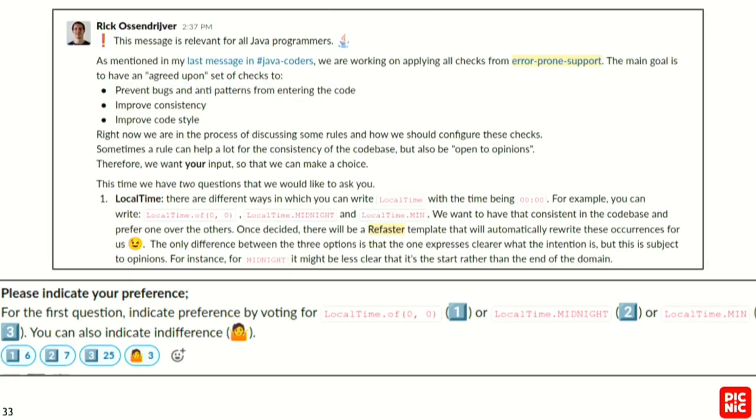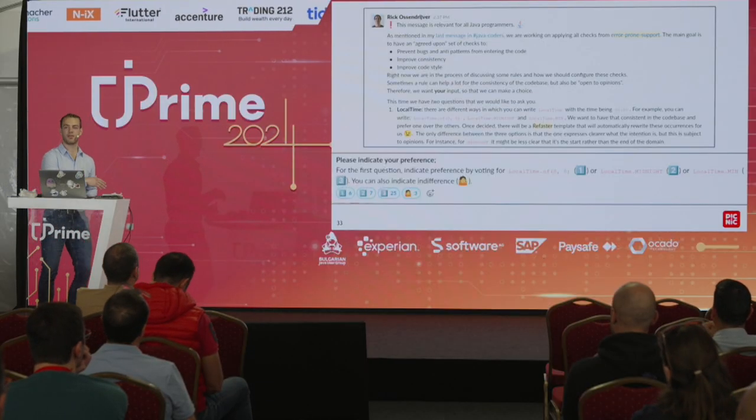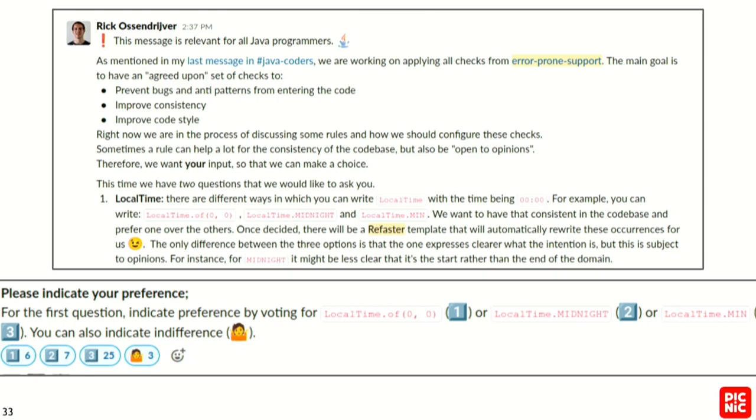And well, what we did is we created a simple Slack poll. And we said, hey, we have a few different options here. In this case, it's about the local time. And we said there are three ways of writing one and the same thing. Do you prefer one over the other? Or you say, no, please don't automate anything regarding this, because it's not a good improvement.